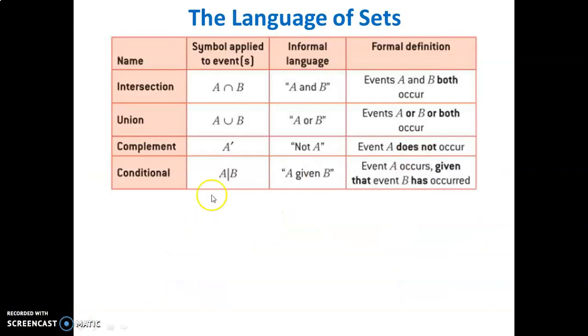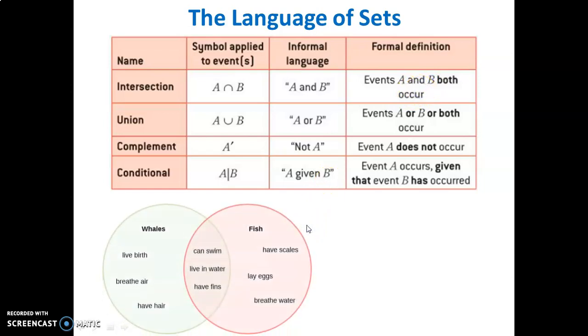I have some important symbols that we're going to use. This is the language of sets, but we use it in probability. First of all, we have intersection. This is the A intersection B. It can also be read as A and B. What this represents is events A and B occurring at the same time.